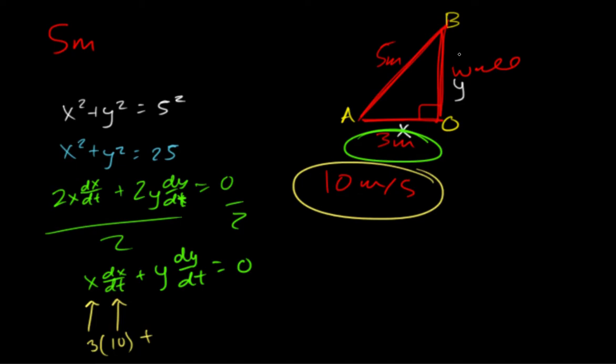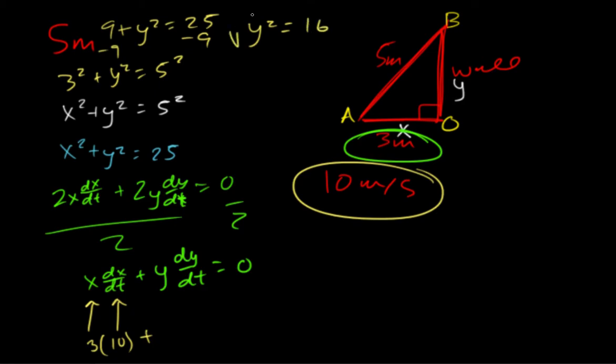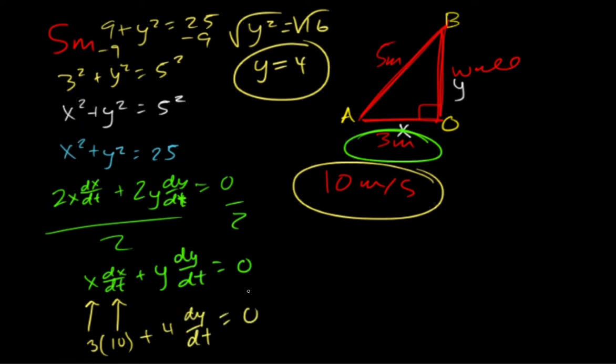They didn't give us y, but we can use Pythagorean theorem to figure that out. So 3 squared plus y squared equals 5 squared, that's 9 plus y squared equals 25. Subtract 9, y squared equals 16, and y equals 4. So we can plug in a 4 for y. And then dy/dt is what we want to find.